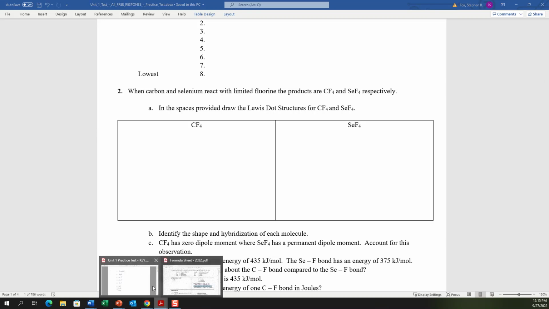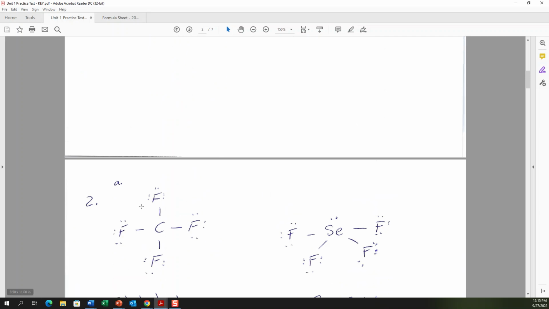So let's go ahead and look at the dot structures there. All right, so quickly we could draw the CF4, and then quickly we could also draw the selenium tetrafluoride, a lone pair on the selenium with the 4 single bonds. And that's okay for selenium. Remember, selenium can have an expanded octet.